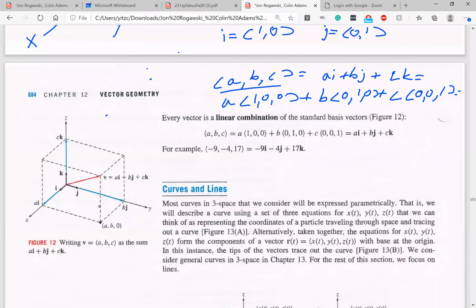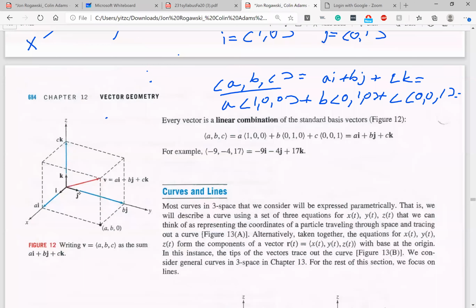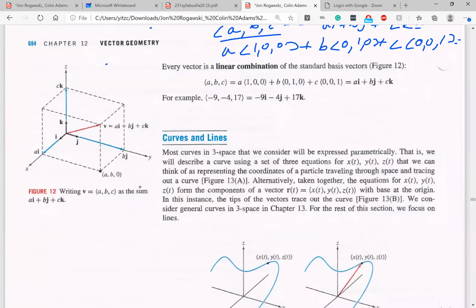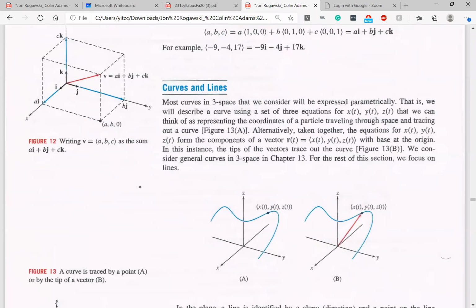And over here, we have a nice picture. Here's your I, here's your J, here's your K, and any vector can be written as a certain amount of I's plus a certain amount of J's plus a certain amount of K's. And that will give you your vector. Okay, so far, any questions?